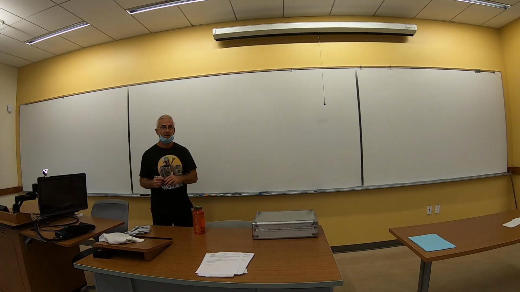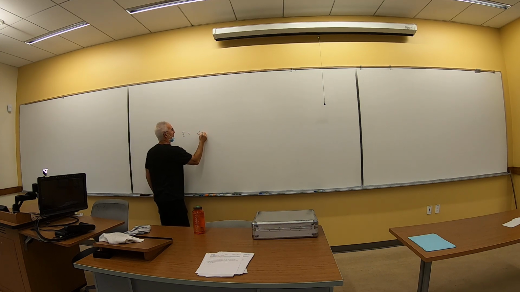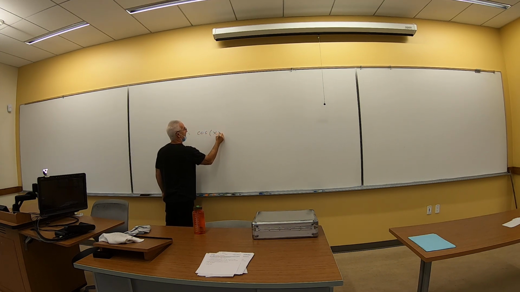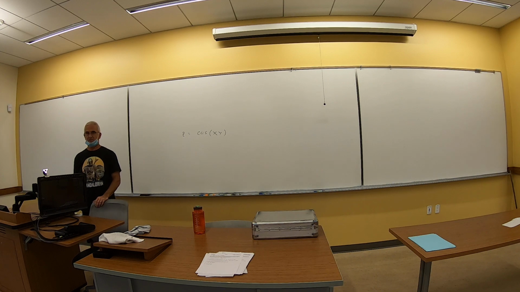To be mindful of. So a typical one would be something like this. I've got z equals the cosine of xy. This is not hard, but I want to do two derivatives of this. And so this is where we get into a little bit of trouble because we sometimes forget the rules, okay?